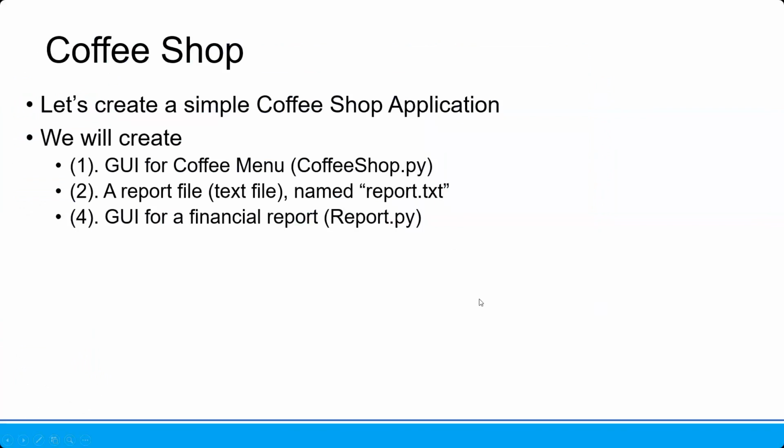So as I mentioned to you, we are going to make a coffee shop, and there will be two main files. The first is the GUI for the coffee shop using the coffee menu. And there will be a report file. So we are going to use the report.txt. And we are going to make the financial report with the report.py.